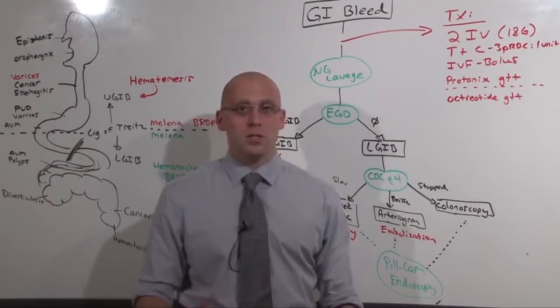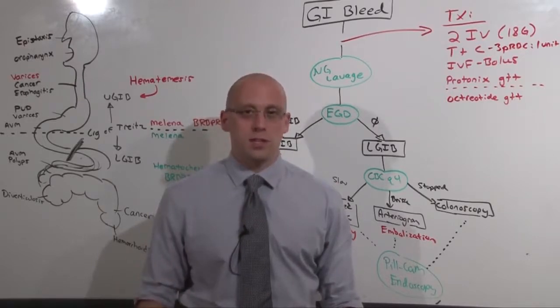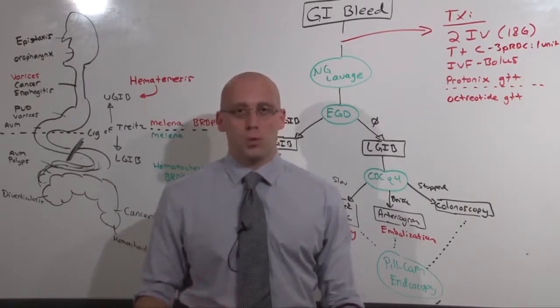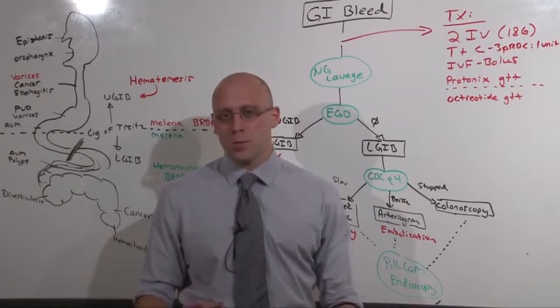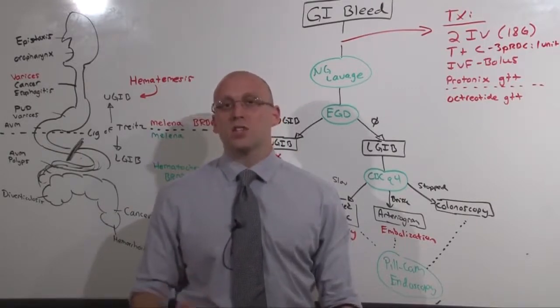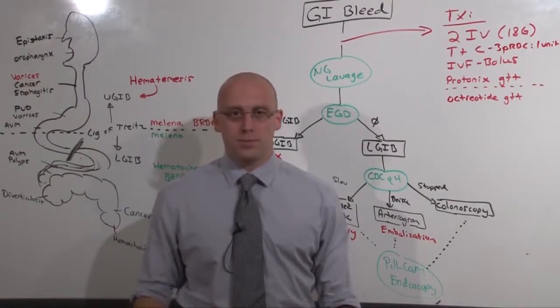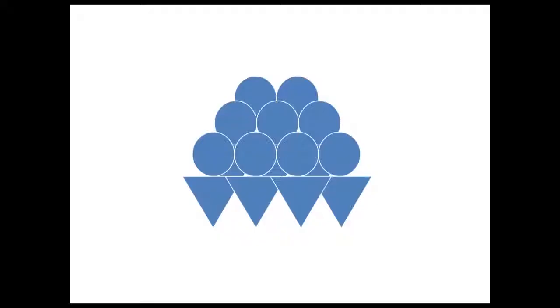So in the case of GI bleed, get the lines, type and cross, start the drips, start the transfusions as needed, and then get GI to help you, knowing that the first step is probably going to be an EGD, and then the person will have to stay an additional day or so to figure out the source of GI bleed. That's GI bleed.